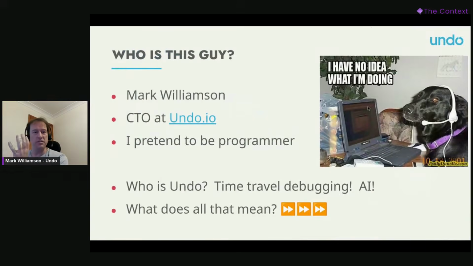I'm Mark Williamson. I'm the CTO at undo.io, which basically means these days I pretend to be a programmer. So my original background is in systems programming. I worked in virtualization, kernel programming, embedded programming for some years. And then I arrived at this funny little company called Undo, who were trying to build time travel debugging.